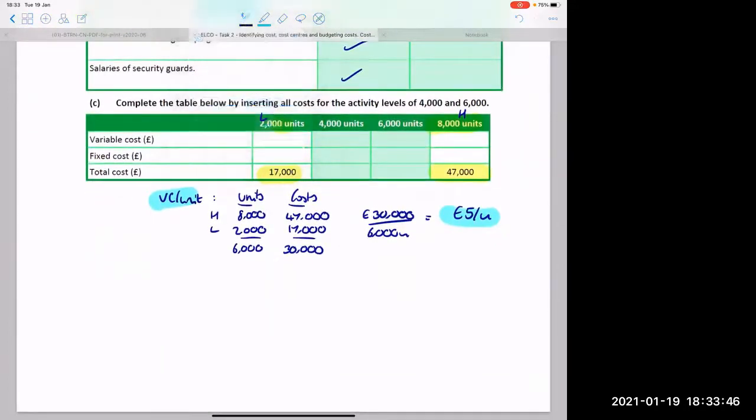And we then put that into our total cost equation, just like we did before. Total cost equals fixed cost plus variable cost per unit times number of units. I've picked high. It doesn't matter if you pick high or low. It's going to give you exactly the same answer. I've picked high. So total cost 47,000. Fixed cost, the bit that I don't know. Variable cost per unit, I've just worked out is £5. And number of units when cost is £47,000 was 8,000.